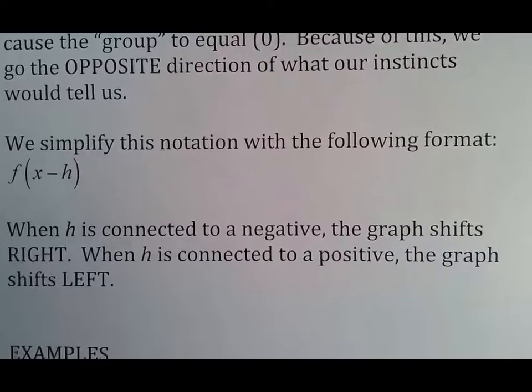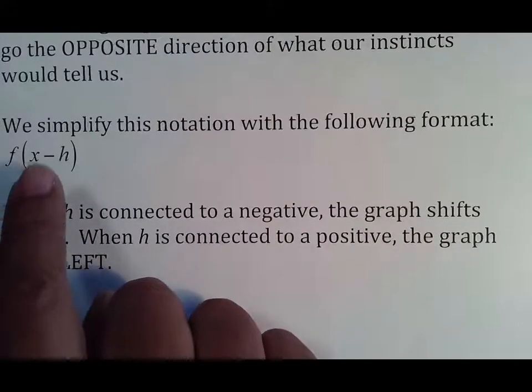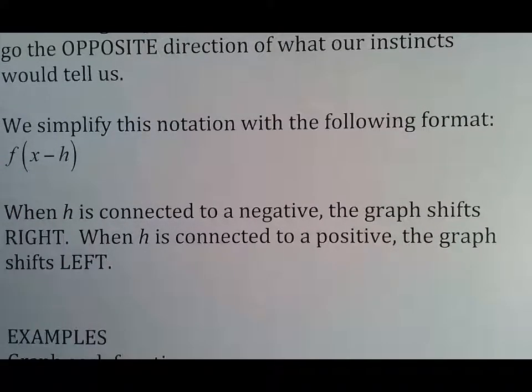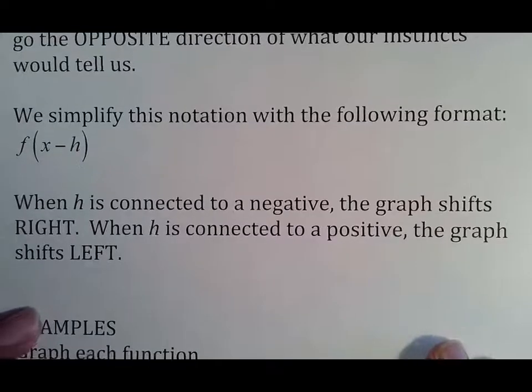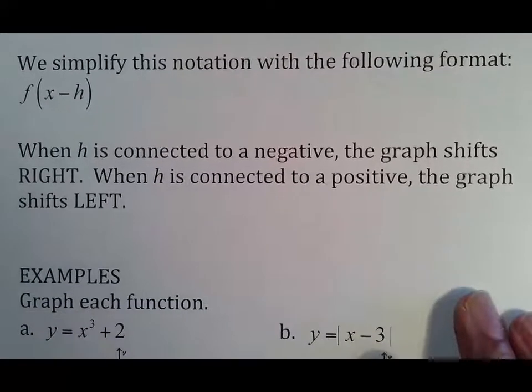Again, we simplify this notation by using the format x minus h. So when h is connected to a negative, the graph shifts right. When h is a positive, the graph shifts left.